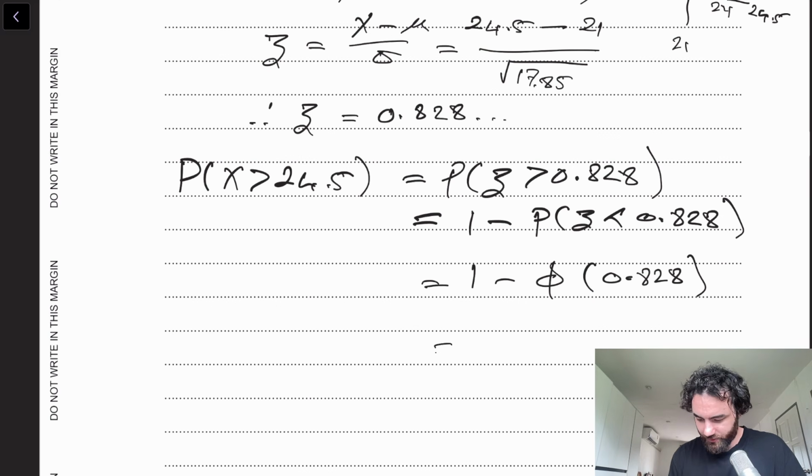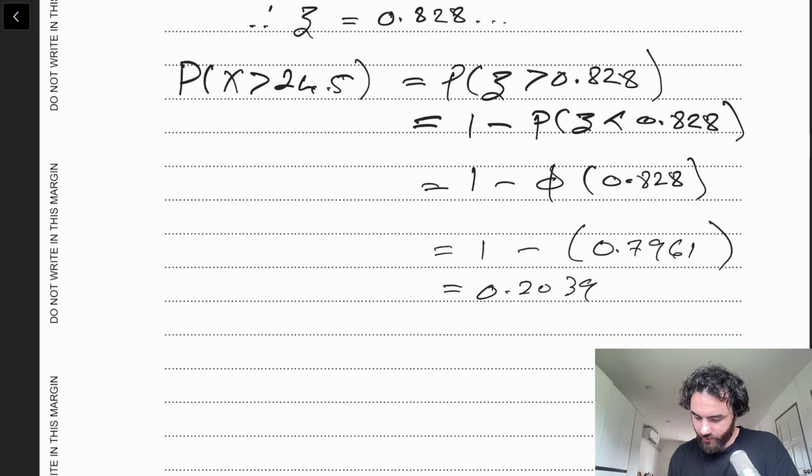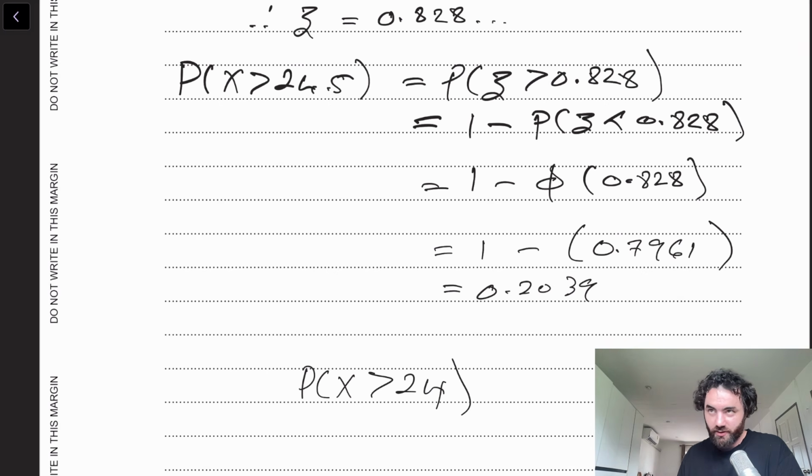So this is equal to 1 minus what we looked up on our table, 0.7961. So 1 minus 0.7961 gives us 0.2039. So, rounded, the probability that x is greater than 24, because that's what it's asking, after all that standardization and approximating, is 0.204.